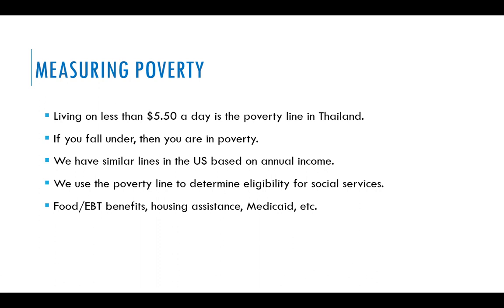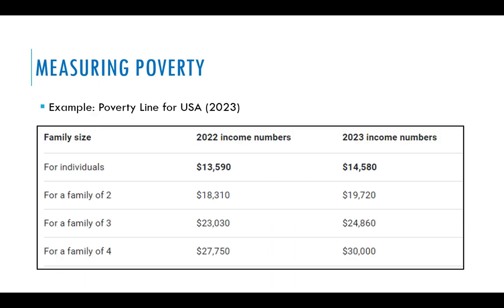Are you eligible for food benefits like EBT? Do you get some kind of housing assistance? Are you eligible for Medicaid, which is healthcare for people who are low income? This is our poverty line for the United States in 2023. And again, we don't need to go through all of this, but this is what we mean. You're not meeting an absolute standard. This is what we think a person needs in a certain situation to be able to meet their basic needs.